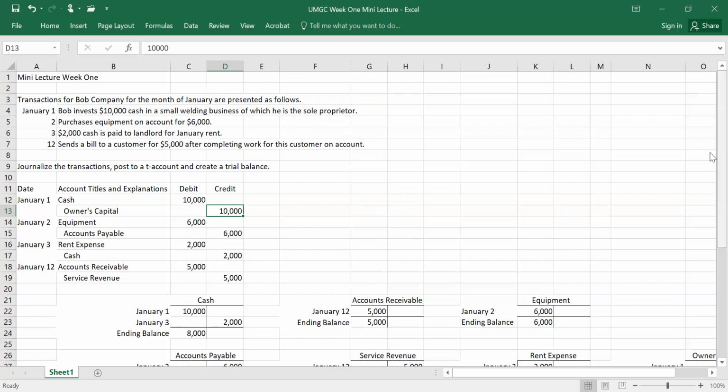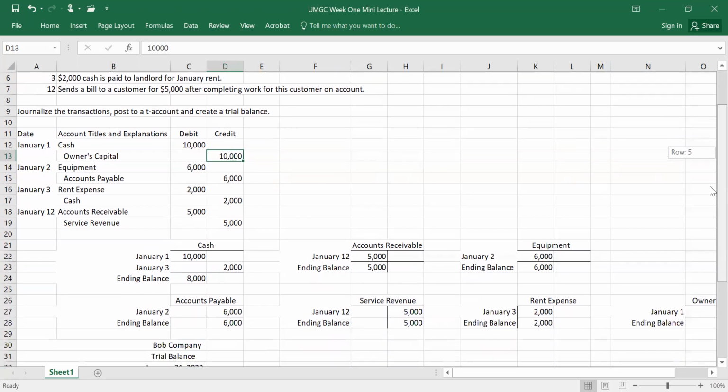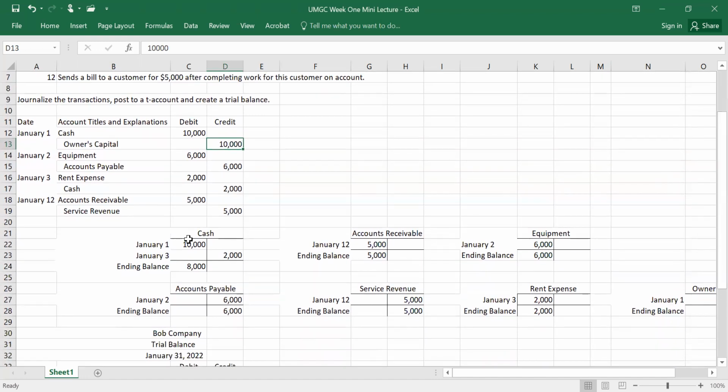Okay, what we're going to then do is go ahead and post these to a T account. And as you can see, the T account basically looks like a T, right? It has a left side, it has a right side. So I'm posting this to the T account. So I'm going to post 10,000 on the debit side, the left side of the cash T account.